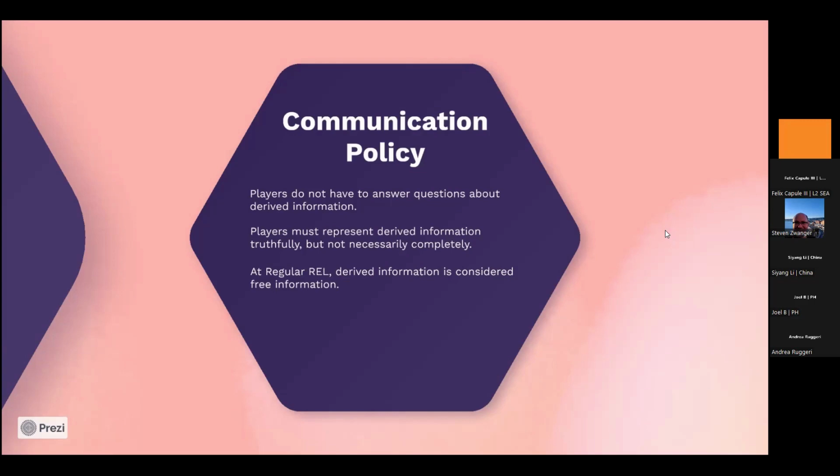However, at regular rules enforcement, anything that is in this category of derived information is considered free information. So if you're playing in an FNM or a pre-release, then statements about derived information must be true and complete, because it is actually free information at that rules enforcement level.